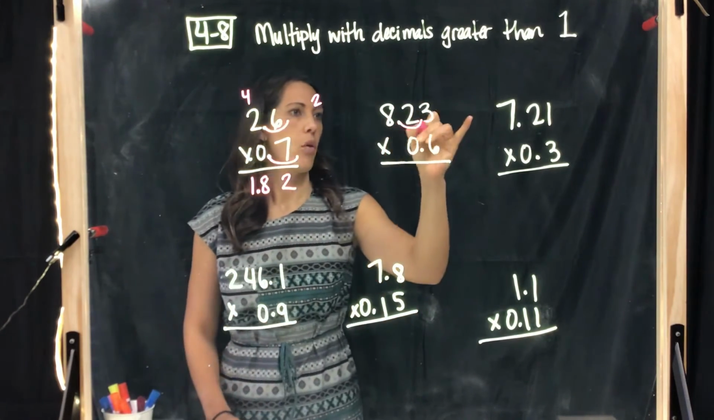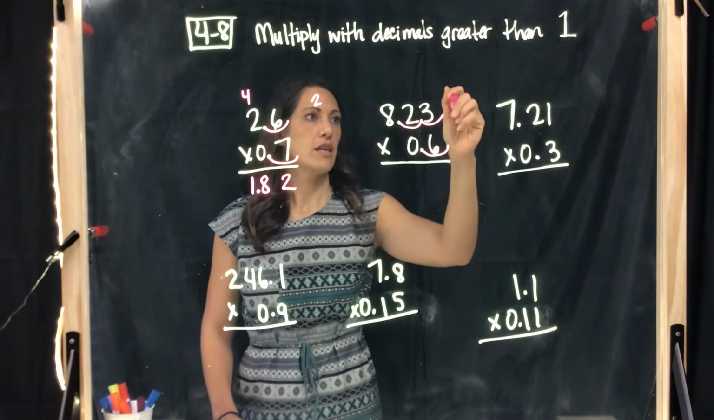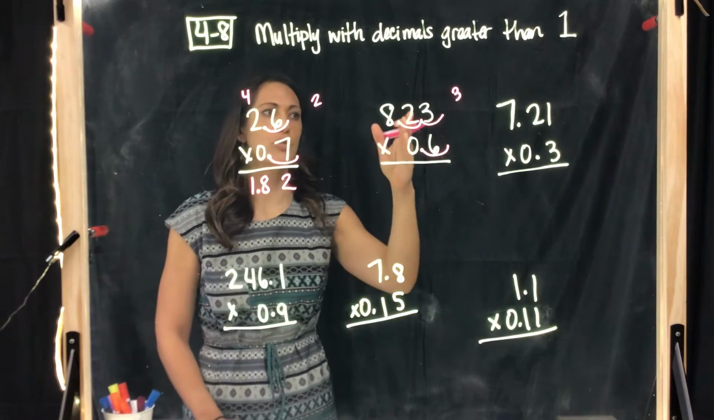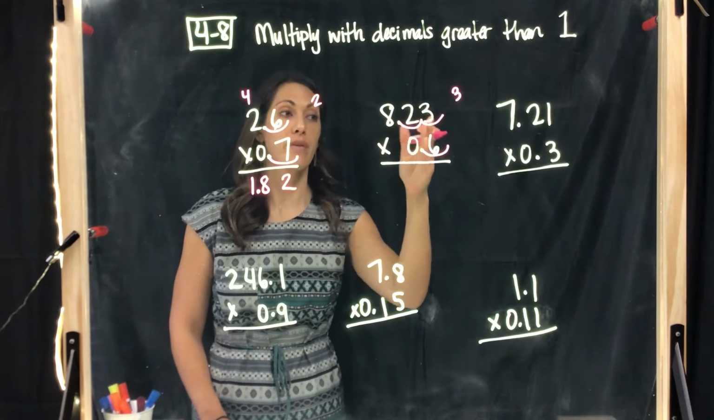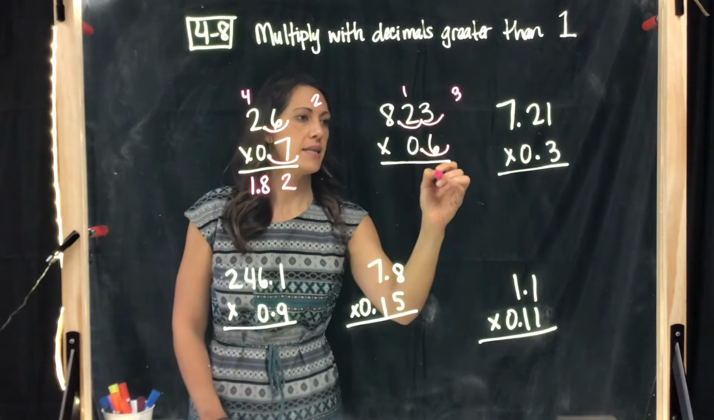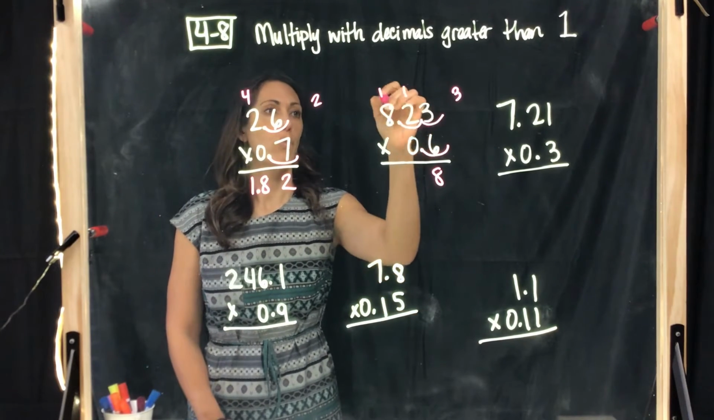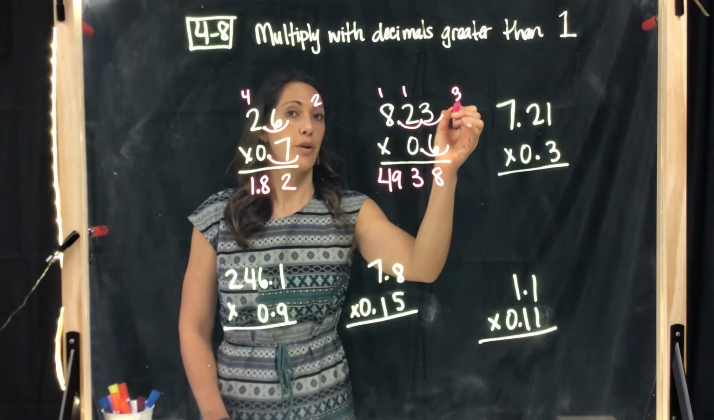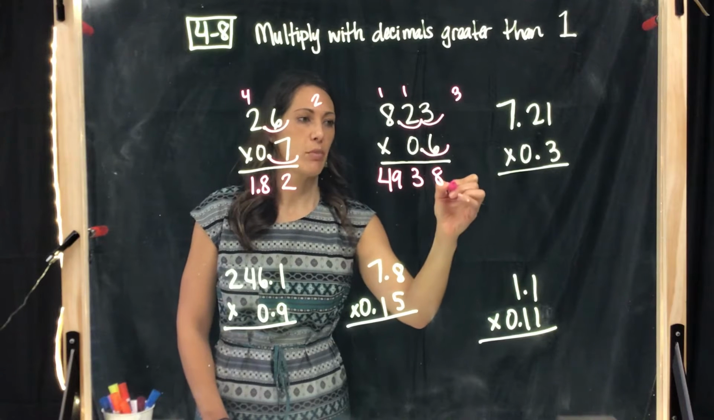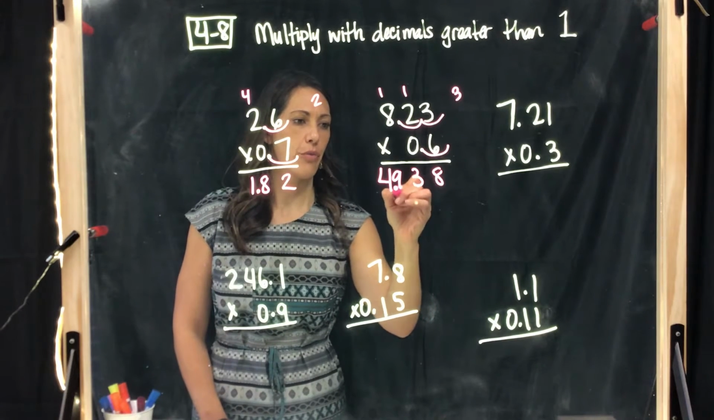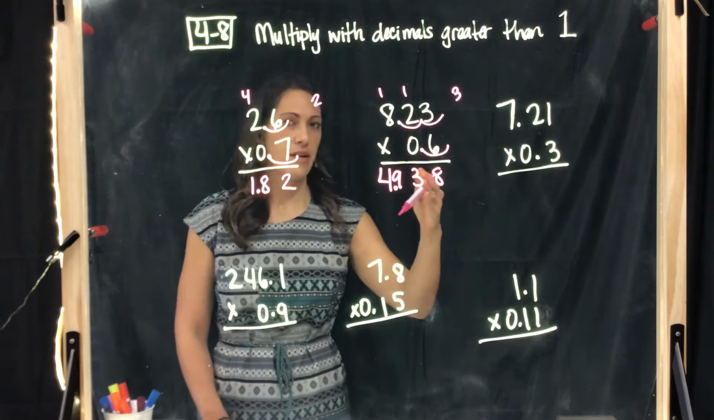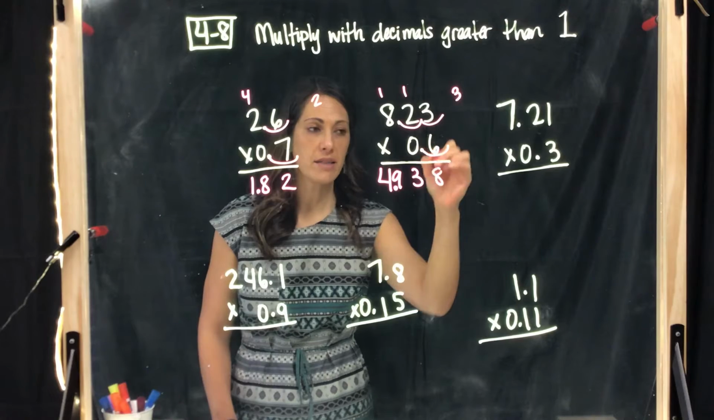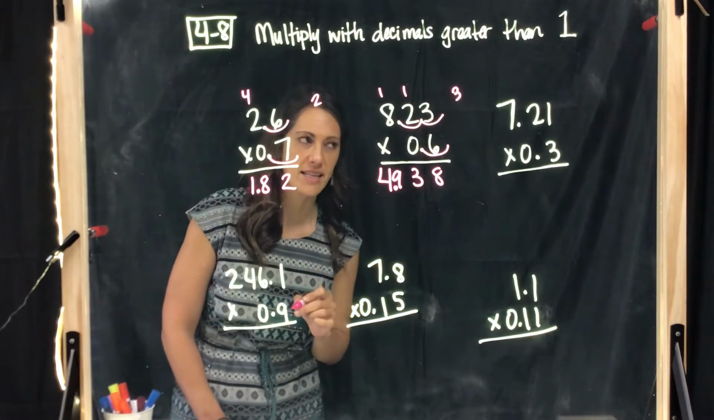Let's take these out. 1, 2, 3. So I have 3 moves to get all my decimals out, and now I'm just going to multiply 823 times 6. 6 times 3 is 18. 6 times 2 is 12. 1 more is 13. 6 times 8 is 48. 1 more is 49. And then I'm going to put 3 moves to get my decimal back in. 1, 2, 3. And there's my answer. Notice there is no lining up of the decimals. There is 1, 2, 3 spots here. So 1, 2, 3 spots to get the decimal back in.